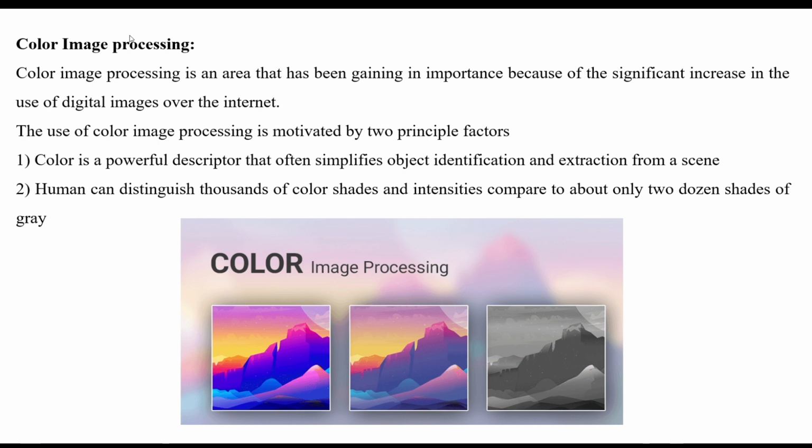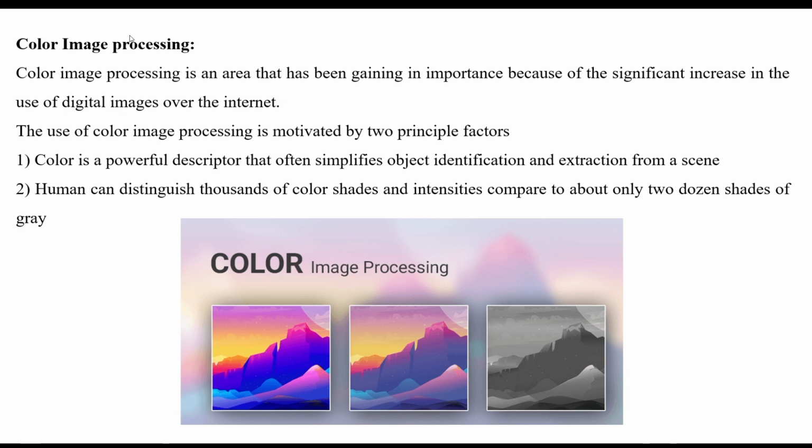The use of color image processing is motivated by two principal factors. Why is color image processing motivated? Because of two principal factors. First, color is a powerful descriptor that often simplifies object identification and extraction from a scene. When we add color to the particular image, it helps object identification. We can identify which image this is.